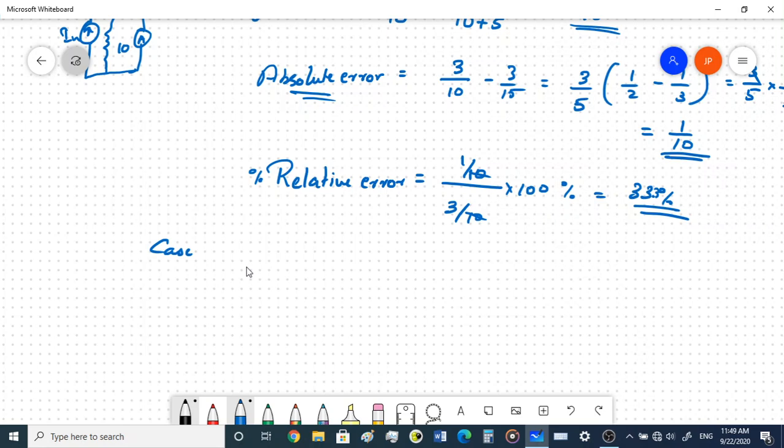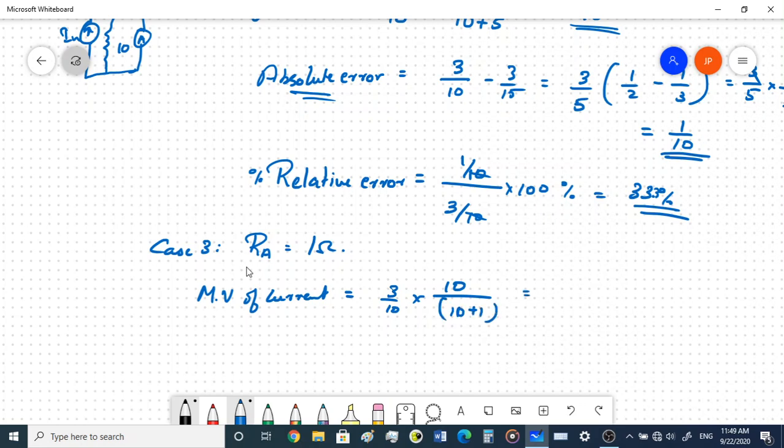Case 3, we will get it as RA is equal to, I think we're taking as 1 ohm. If it is 1 ohm, then the measured value of current would be equal to the total current, 3 by 10, into the opposite branch resistance, 10, divided by 10 plus 1, that is 11, right? Or you can do this 10 plus 1, the total resistance, written as 3 by 11.